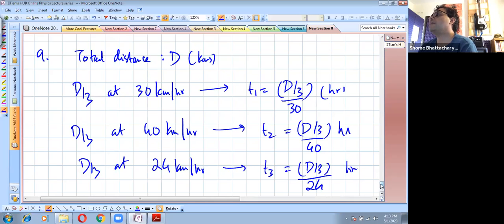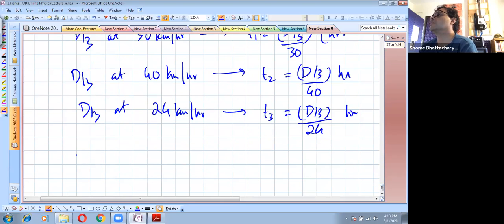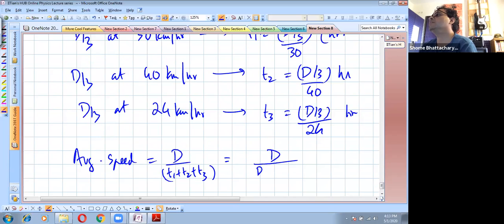Okay. So now average speed is nothing but total distance divided by total time. That's all we have to do. So D divided by D by 3, if we take common, we have 1 by 30 plus 1 by 40 plus 1 by 24. Okay.